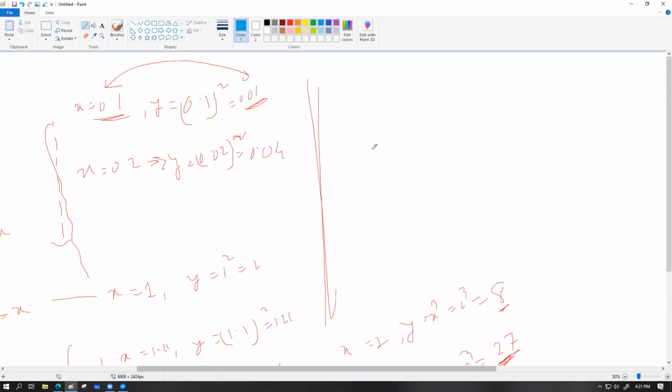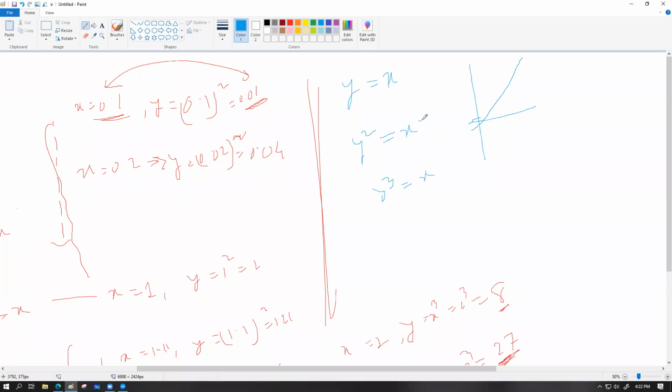Let me write this with blue. So first we discussed y equals x, which was the diagonal straight line, going through like this. And then we talked about y equals x squared. What if we now talk about y squared equals x, and then y cube equals x? What would this graph look like? What does this graph essentially mean?